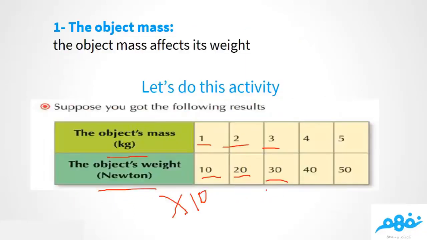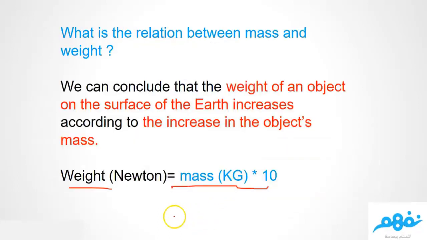I'm going to look again at the table. We said if we have the mass of 1, we're going to have 10 Newton for the weight. And if we have the mass of 2, we're going to have 20 for the weight. So as you can see, guys, in order to get the weight, we're going to multiply the mass by what? Exactly, by 10. And that's why we said weight equals mass times 10. So what's the relationship between mass and weight? What we can see here is that the weight of an object on the surface of the earth increases according to the increase of the object mass.